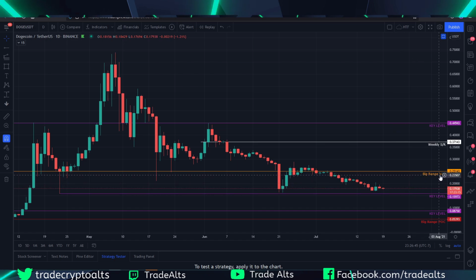To the upside though, you really want to see this value area high reclaimed, and then you can look for price to possibly push higher, right? These are the levels I'm watching. Obviously we're closer to retesting this key level than we are value area high. But again, these are the levels that I would be monitoring.